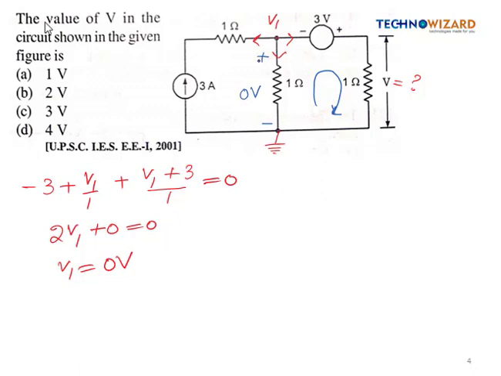Let's start from here, so it will be minus 0, this is minus 3, so this will be plus minus, right? So it will be minus 0 minus 3 and then plus V is equal to 0. So the value of V is coming as 3 volt, right? So option C is correct.